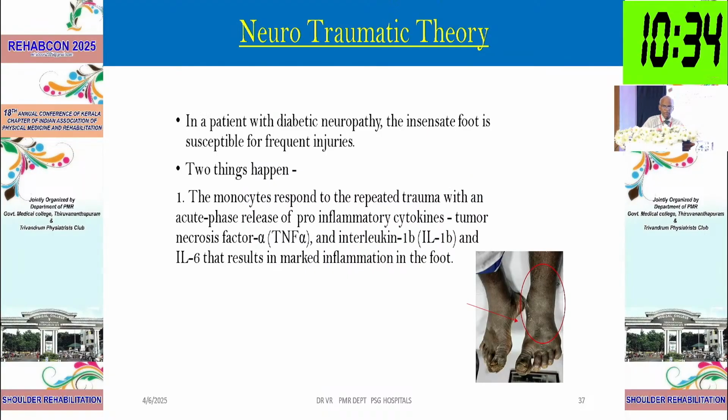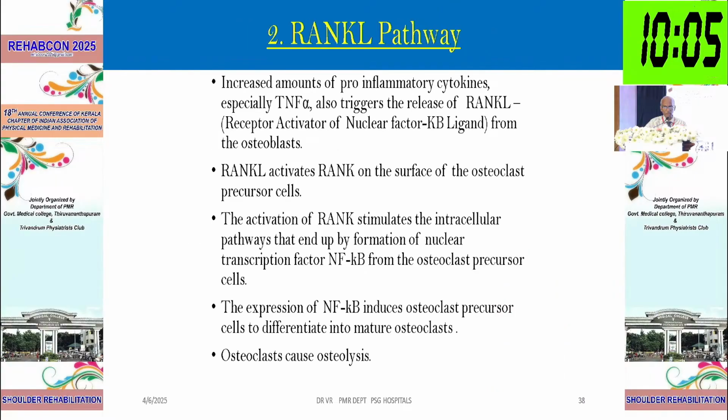So in a patient with long-standing, uncontrolled diabetes, he has large fiber neuropathy, he has numb feet, there is no sensation in the feet, he may get frequent injuries which he is not aware of. When repeated injuries occur to the foot, two things happen. Number one, the monocyte responds to the trauma and releases cytokines. The cytokines elicit the inflammatory response. Second thing is the RANKL pathway.